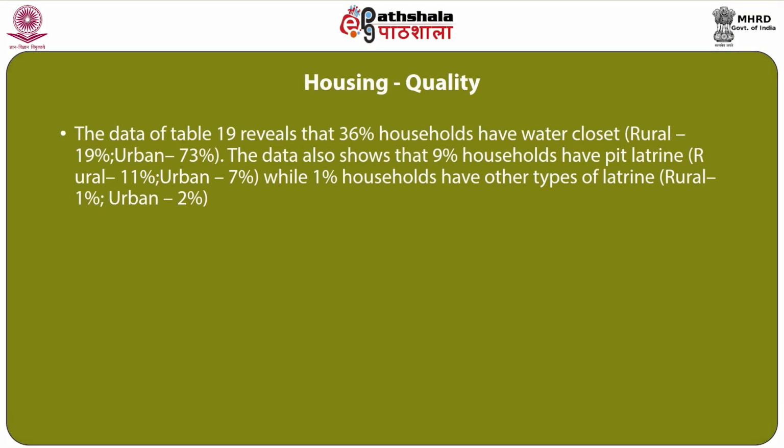The data of Table 19 reveals that 36% of households have water closet, that is in rural 19% while in urban 73%. The data also shows that 9% of households have pit latrine. In case of rural, it's 11%, while in case of urban, it's 7%. While 1% of households have other types of latrine, in rural 1% and in urban 2%.